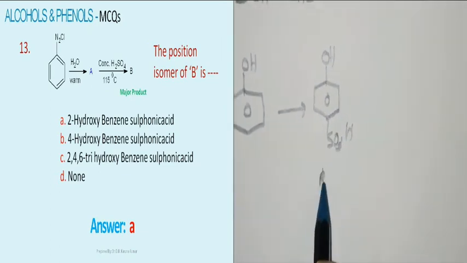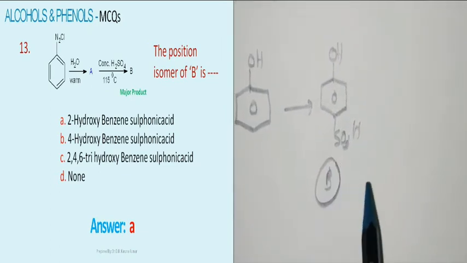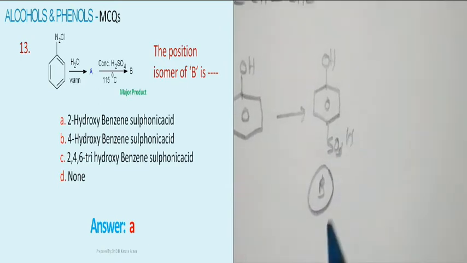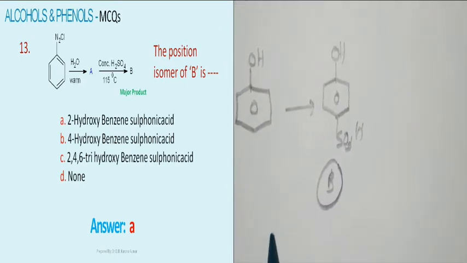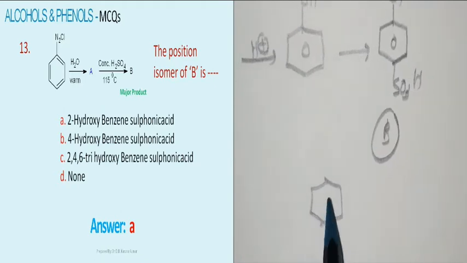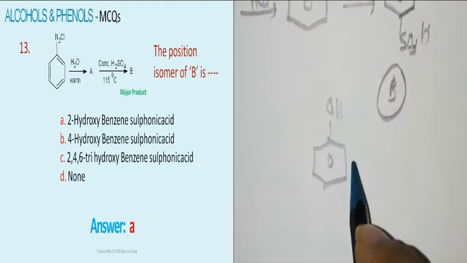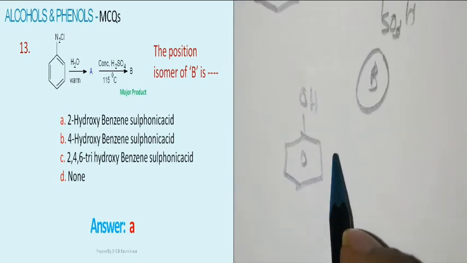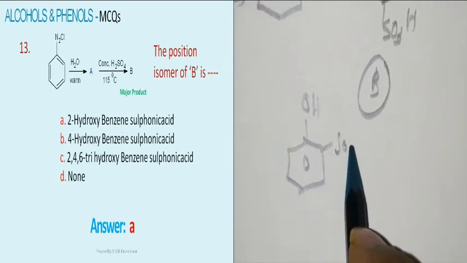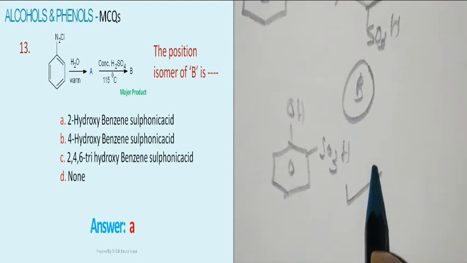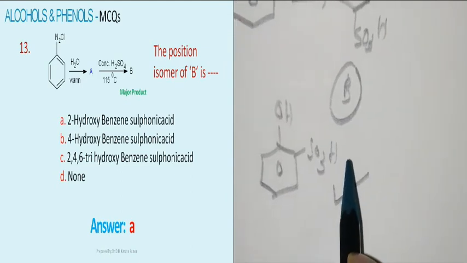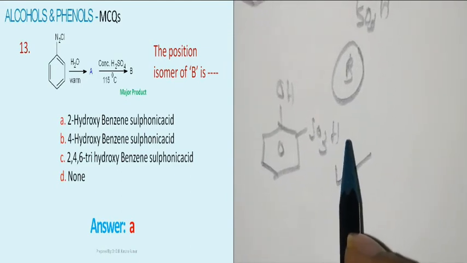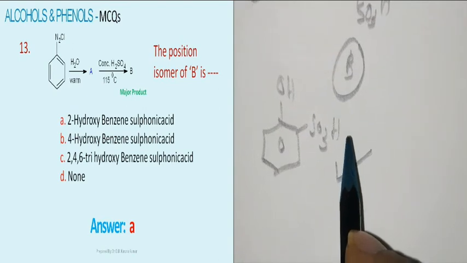That is B. Now he is asking a position isomer of B. Therefore, it can be either 2-hydroxybenzene sulfonic acid or 3-hydroxybenzene sulfonic acid, etc. But it can never be 4-hydroxybenzene sulfonic acid. So the answer will be the first option. The answer will be A, first option.